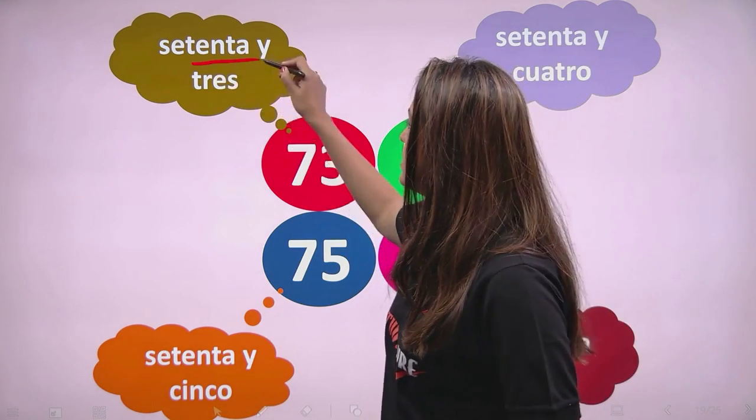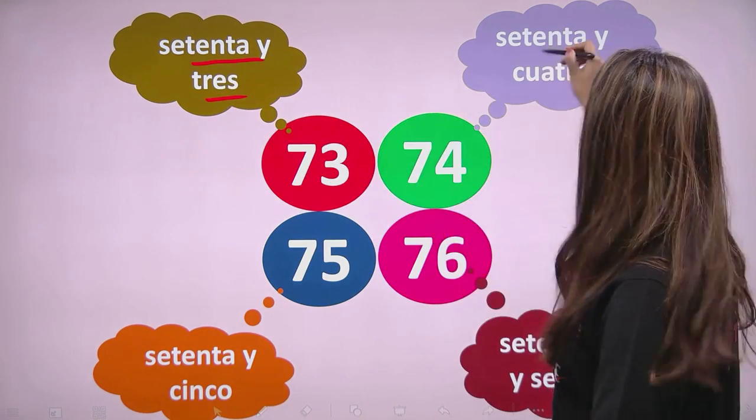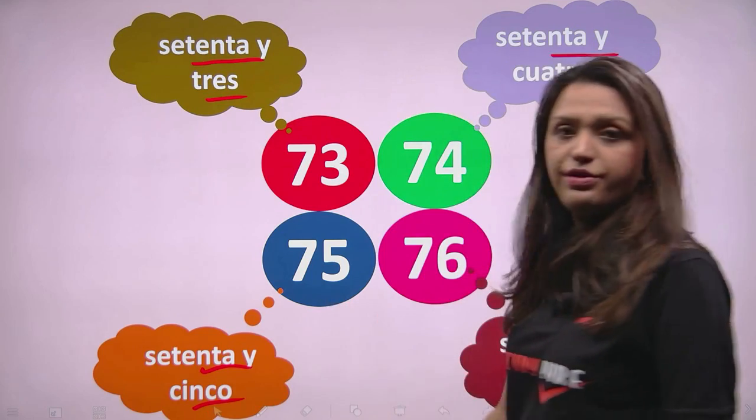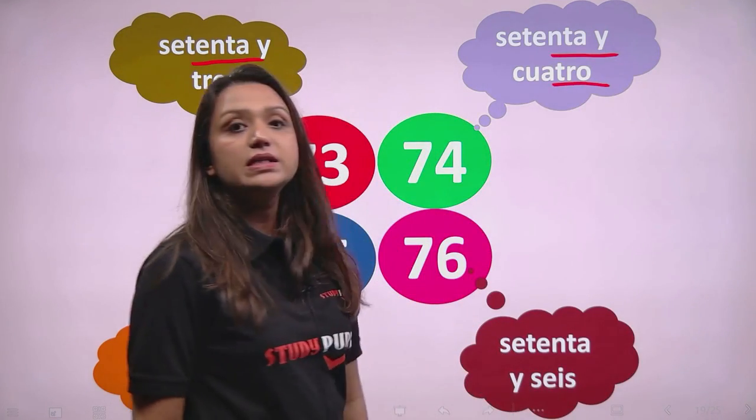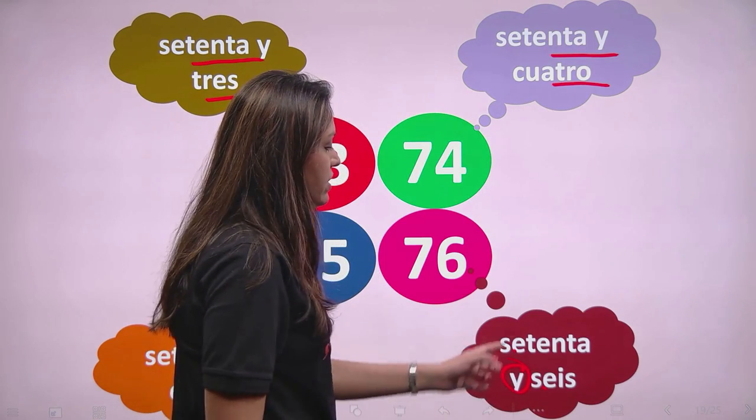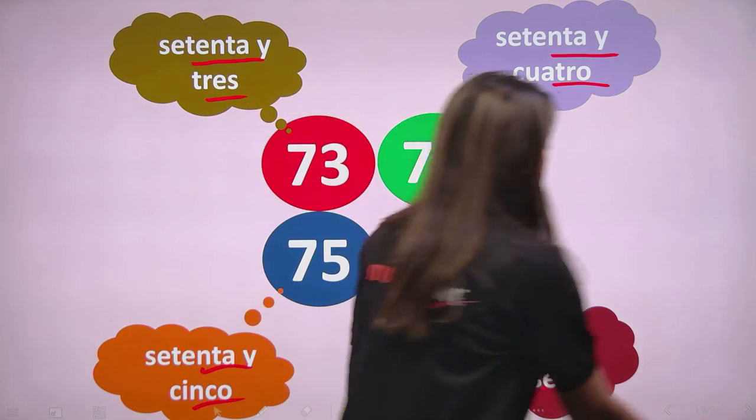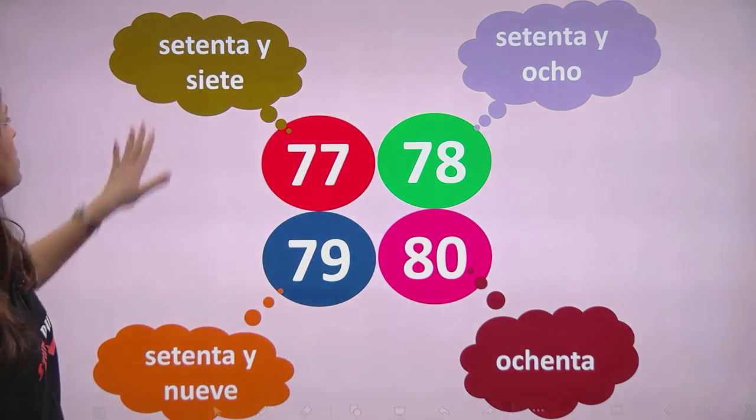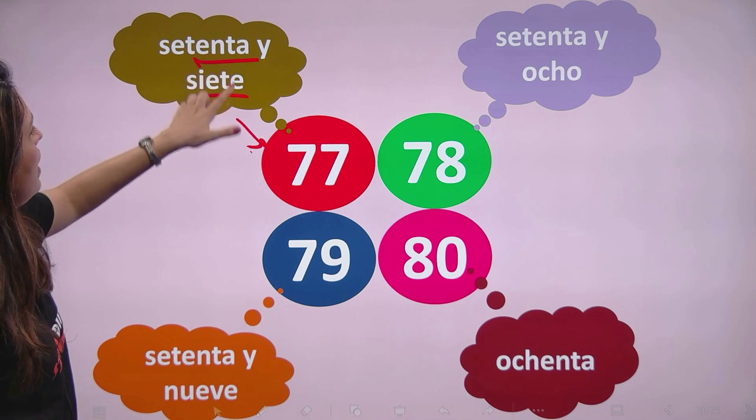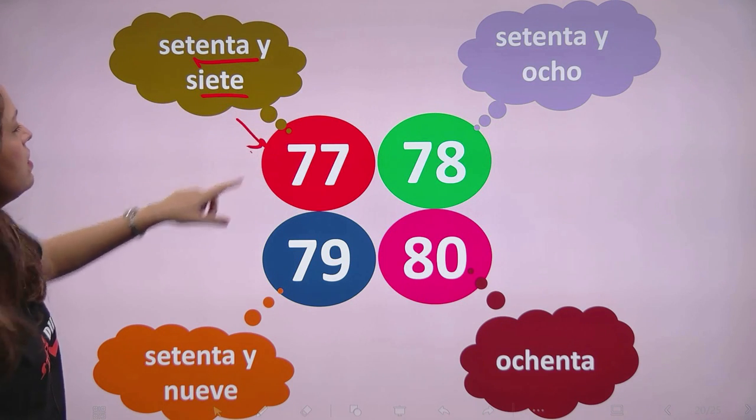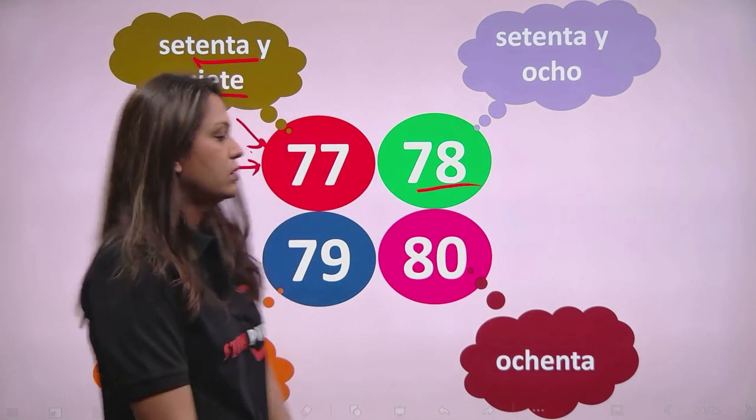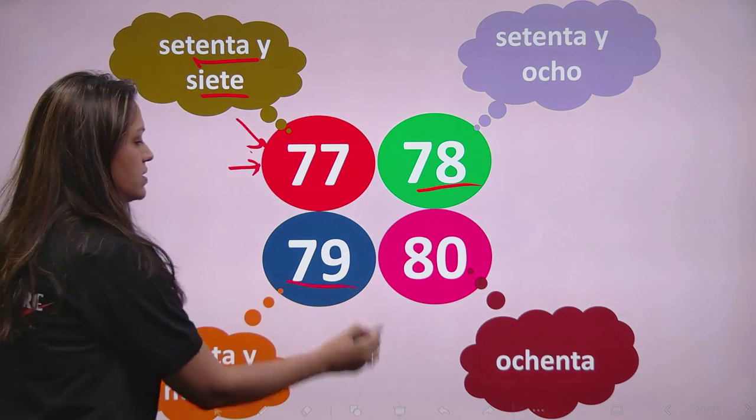We have setenta y tres, 73. Setenta y cuatro, 74. Setenta y cinco, number 75. And then setenta y seis. Seis is 6, setenta is 70, Y is and. So setenta y seis makes it 76. Okay, now what is this? Setenta y siete. Setenta y siete is 70 and a 7. 70 and a 7 makes a 77. Setenta y ocho, 78. Setenta y nueve is a 79.